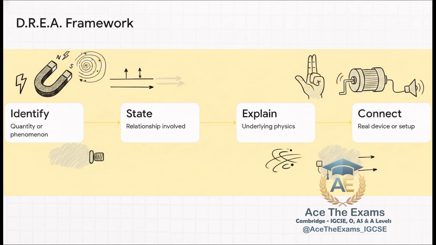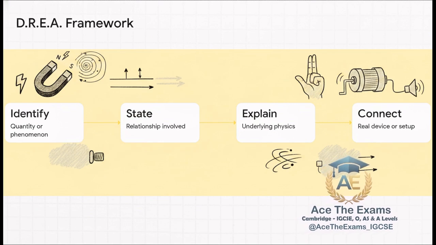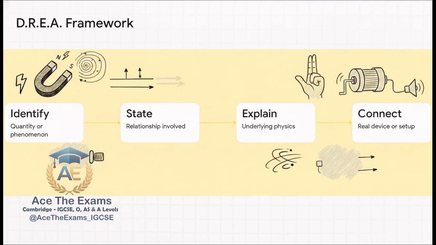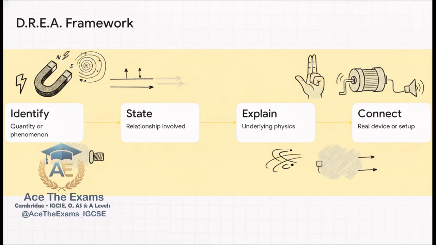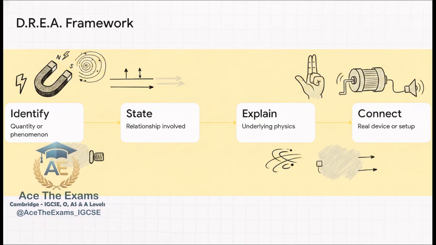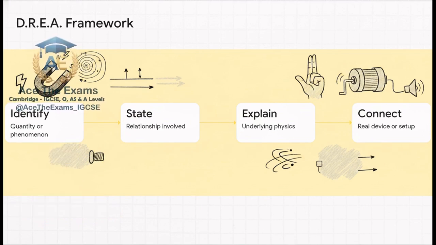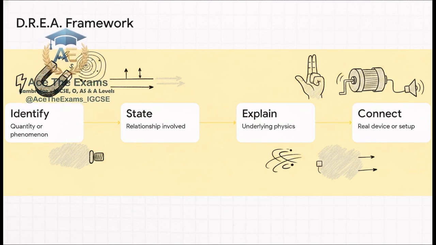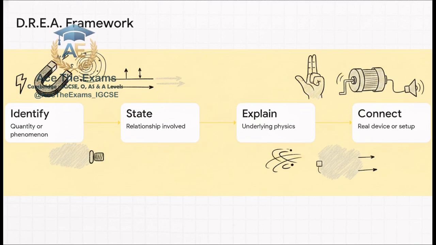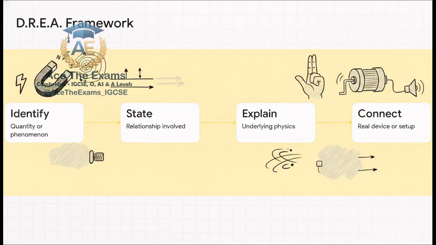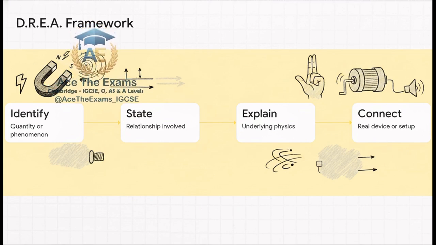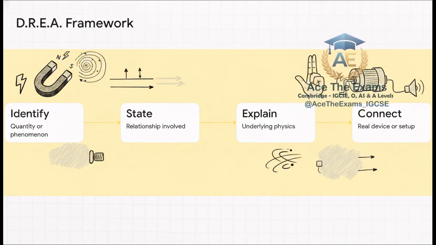First, step 1, you identify the phenomenon. For example, if you see a wire moving when placed in a magnetic field, you name it, that's the motor effect. Step 2. State the relationship. You need to explicitly say that an electrical current interacting with a magnetic field creates a resultant force. Step 3. Explain the underlying physics. This is where most students drop marks. You have to explain how those two magnetic fields interact with one another. The field from the permanent magnet and the field generated by the current in the wire. And step 4, connect it to a real device, like a DC motor spinning.